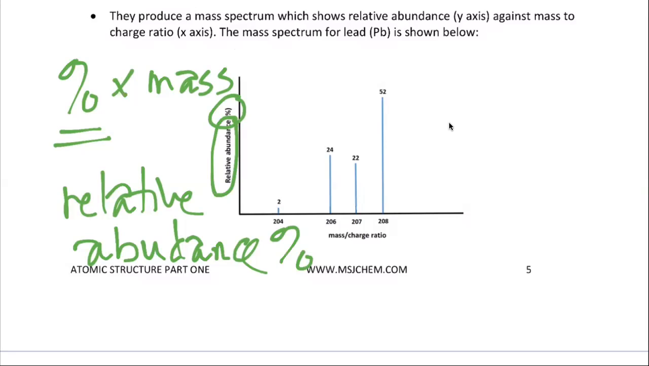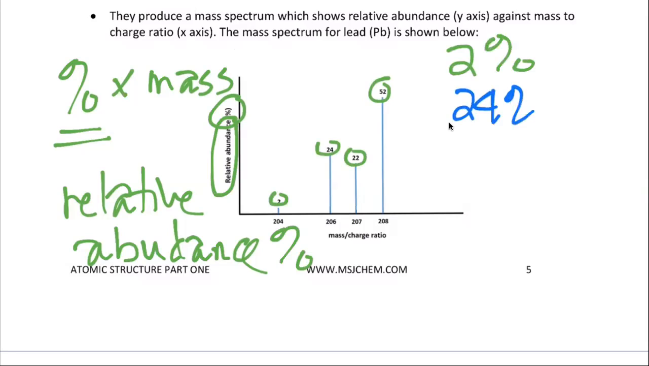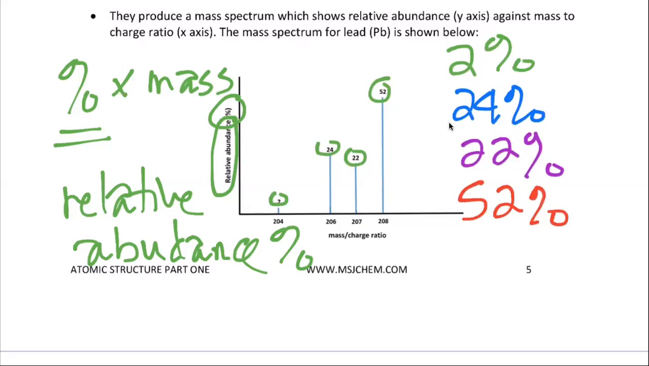On this graph, the percentages are on the y-axis, so they're actually these numbers at the top of each of these little peaks. The first one is 2%. The second one is 24%. The third one is 22%. And the last one is 52%. If I need to use these to calculate the average atomic mass, I need to change all of them to decimal form first. Right now they're percentages.